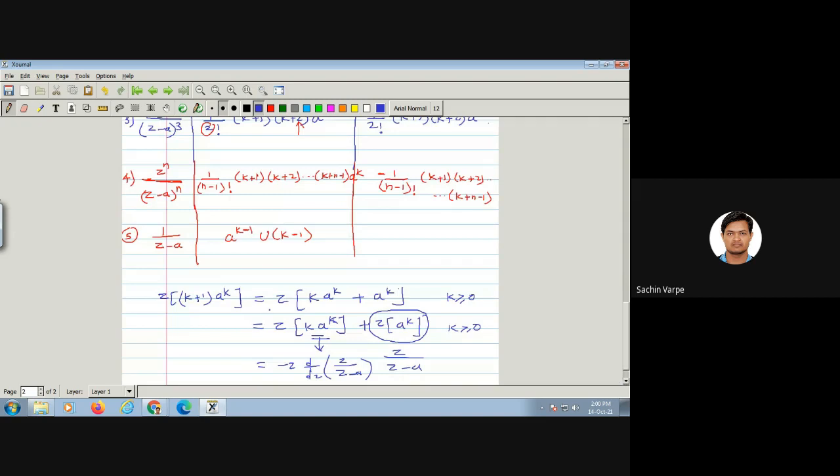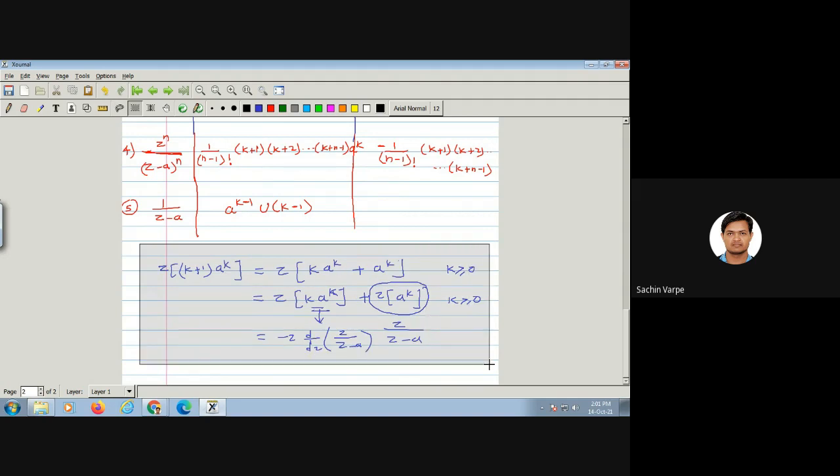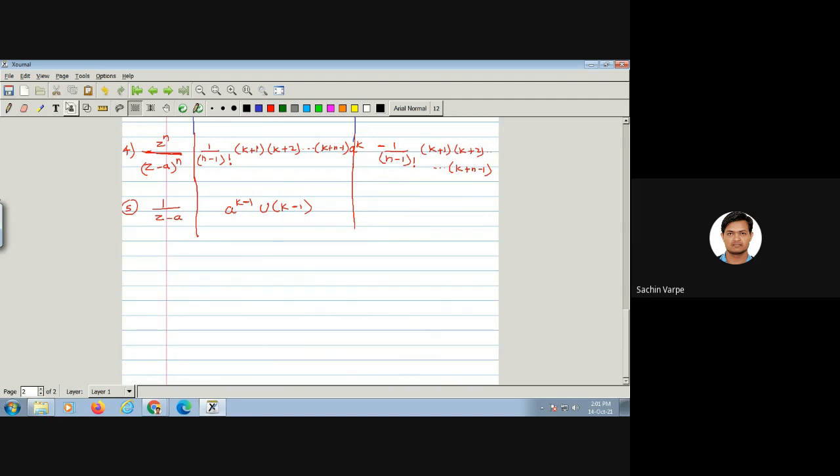The next one, you can ask your doubts if any. What is the inverse z transform of 1 upon z minus a in the region mod z less than mod a? That will be minus a raised to k minus 1 u of minus k.